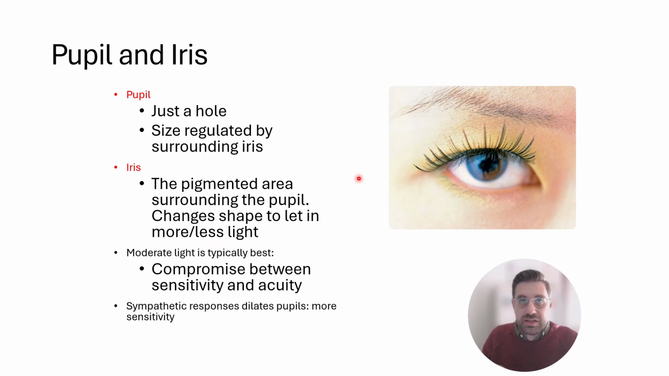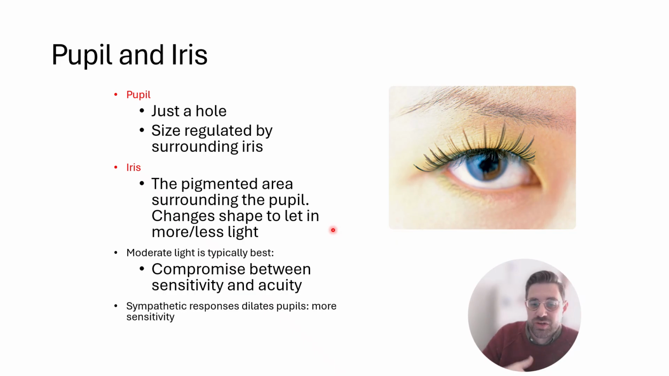Now, one thing to keep in mind is that the pupil is nothing. The pupil is just a hole, and it's surrounded by the iris. So when we say that your pupil dilates or your pupil constricts, what we're really saying is that the iris is changing, because the pupil is just a hole. So it's the iris that's actually regulating the pupil size, and the iris is going to allow that pupil to dilate, make a bigger hole, or constrict, make a smaller hole, to let in more or less light.